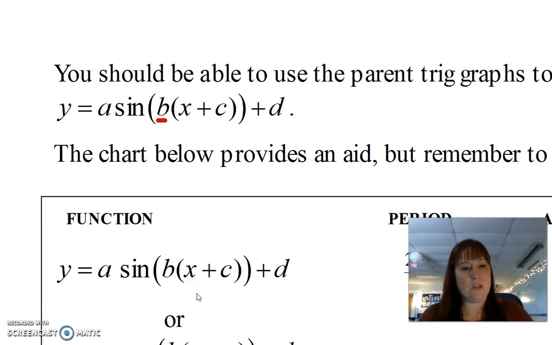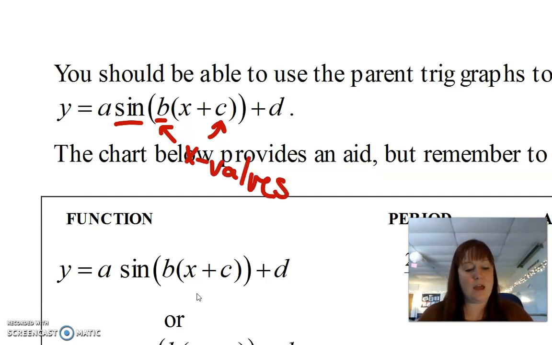Let's look at b. Now, is b inside the function or is it outside the function? Well, it's inside the function, right? Because the function is sine. Sine is the function, and b is inside. That means this is affecting our x values, and the c is also inside of our function, so this is affecting x values, okay? So it's going to screw with our x values, okay?